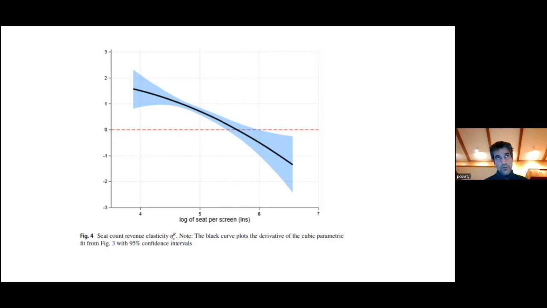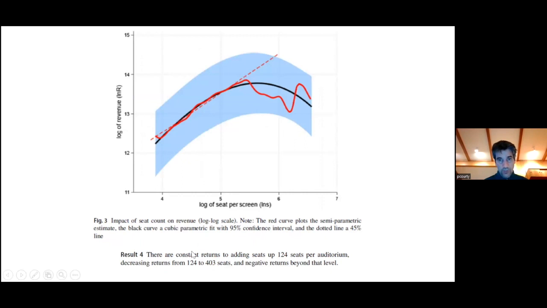I think this is summarized in the previous result, where we summarized the results by looking at seat count. Basically there is constant return to adding seats up to 124 seats per auditorium, decreasing return from 124 to 400 seats, and I could have a negative return beyond that level. Negative return is a bit puzzling, right? But there could be a composition effect there. From 124 to 400 seats, if you add 1% more seats, you get less than 1% more revenue.